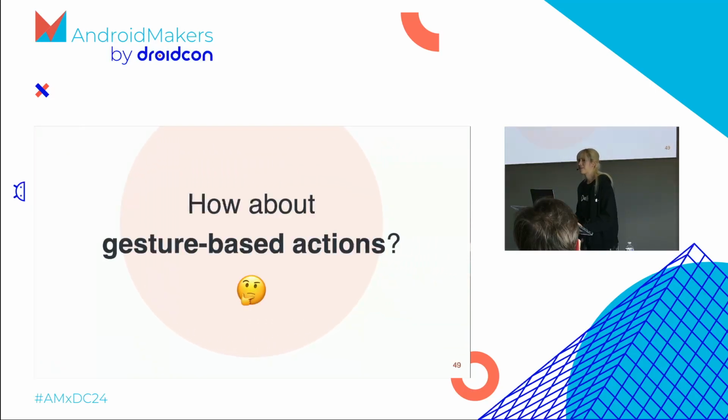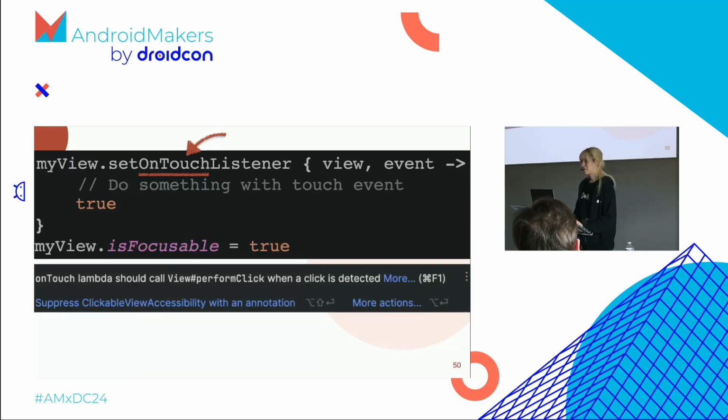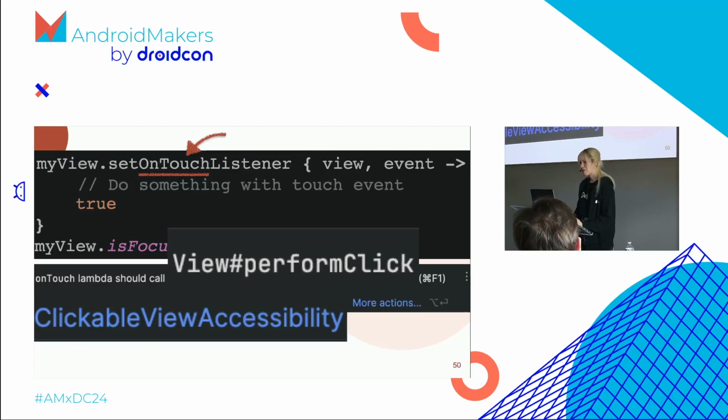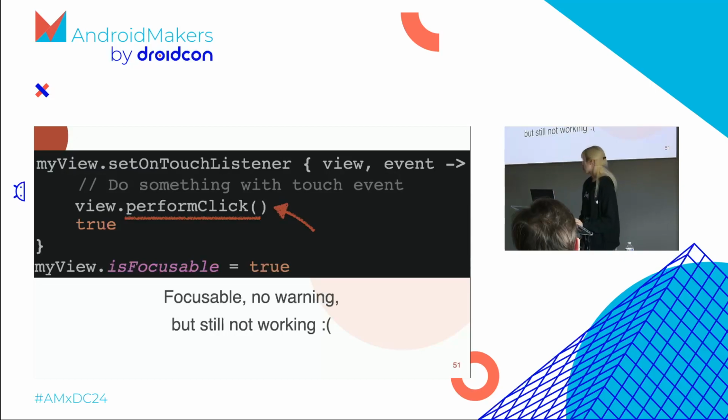So now a tricky question. How about gesture-based actions? For example, here is an onTouch listener, and I already set the focusable attribute, so it should work, right? Well, of course, no, it won't work. And so we even get a warning from Android Studio about some clickable view accessibility that mentions to add the performClick method in order to have the click detected. And it kind of sounds like a focus thing, so let's try that. So here we go. How about now? Well, the view is focusable indeed, but sadly nothing will happen if you try to do it.